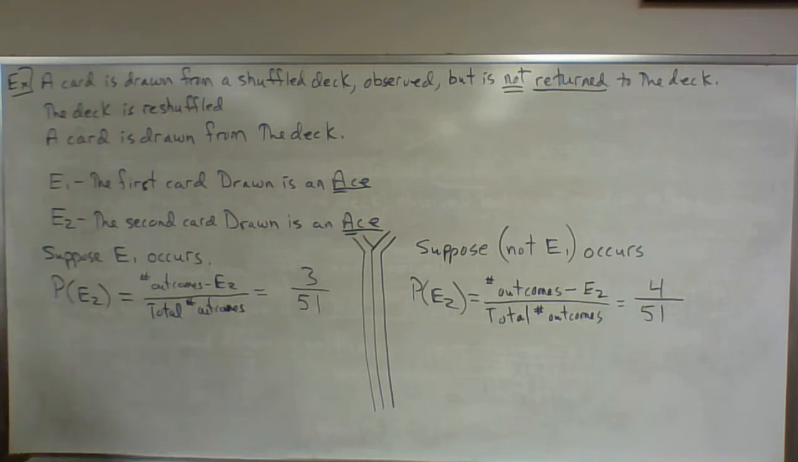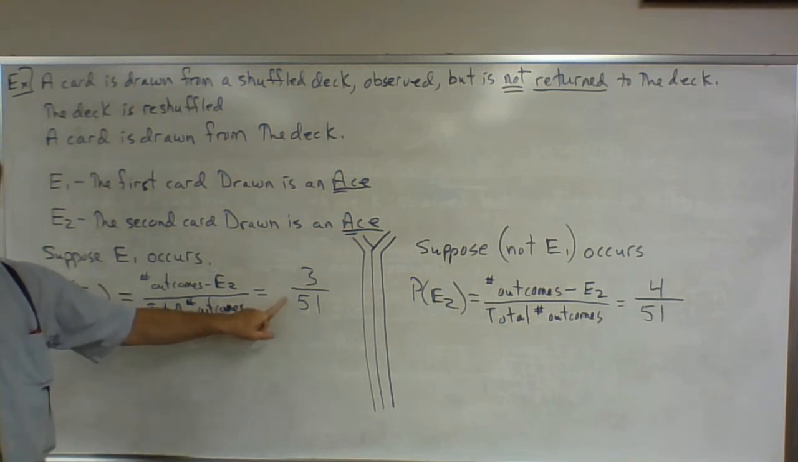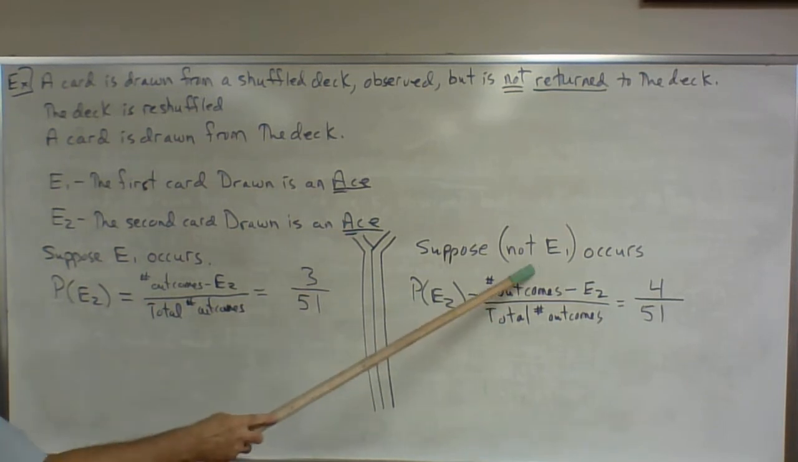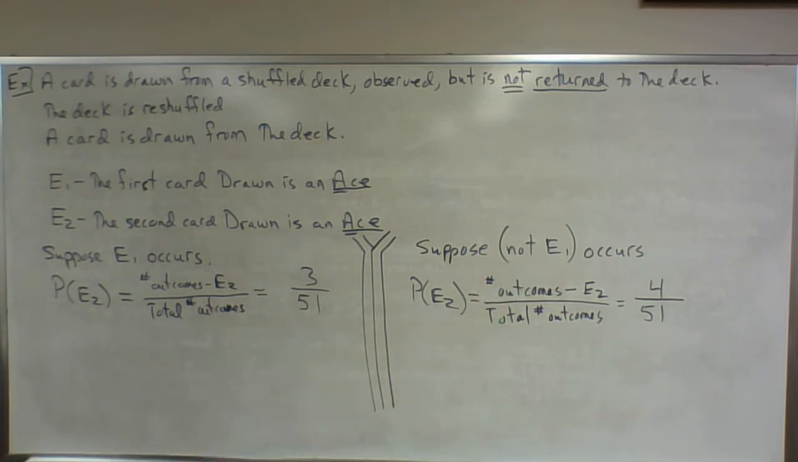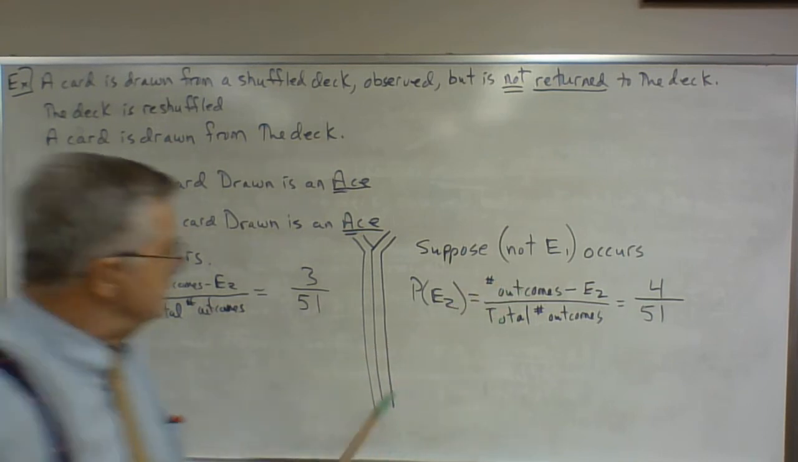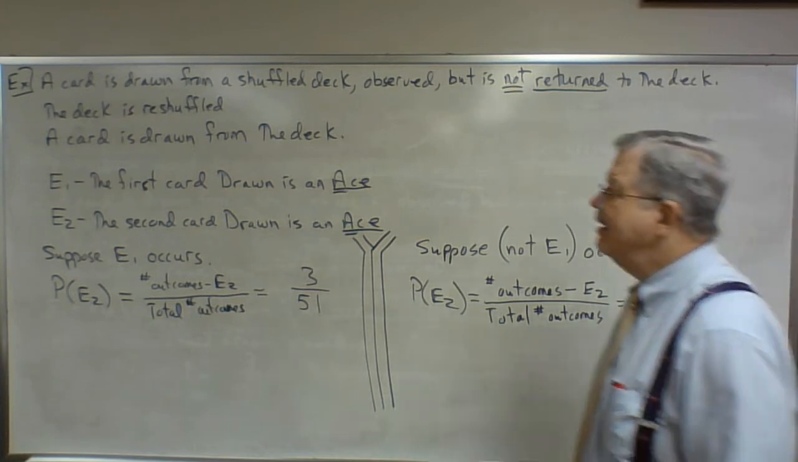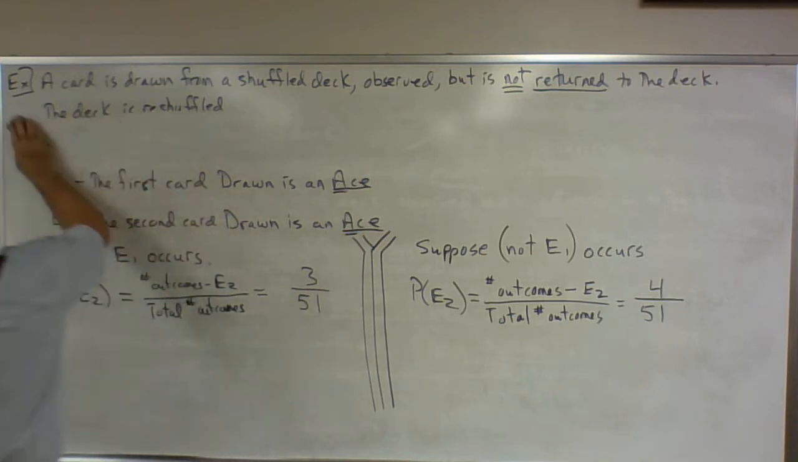Son of a gun. If E1 occurs, if we do get an ace on the first draw, the probability that we get an ace on the second draw is 3 out of 51. But if E1 does not occur, in other words, if we don't get an ace on the first draw, the probability that we get an ace on the second draw is 4 out of 51. What can we say about that?